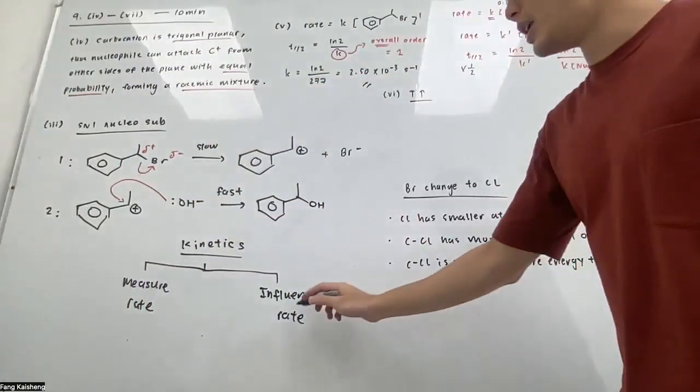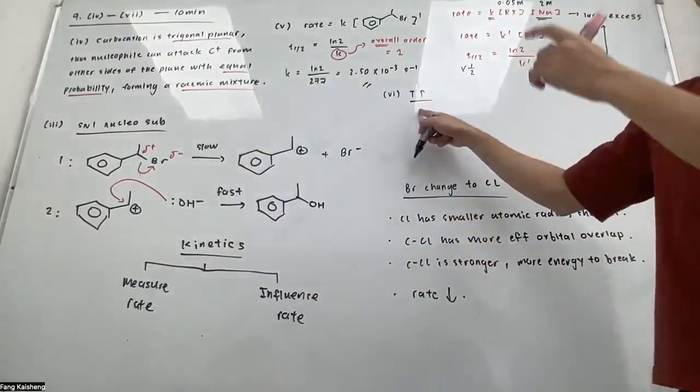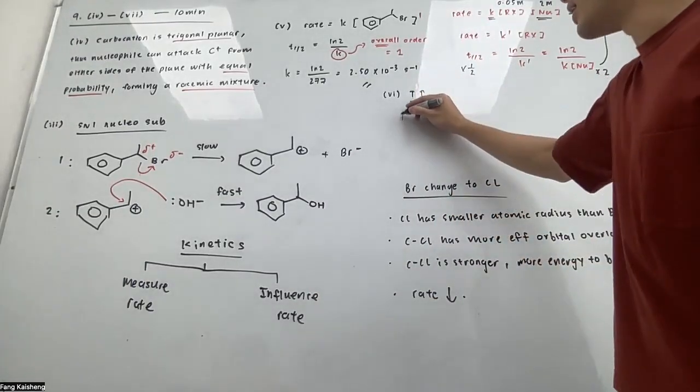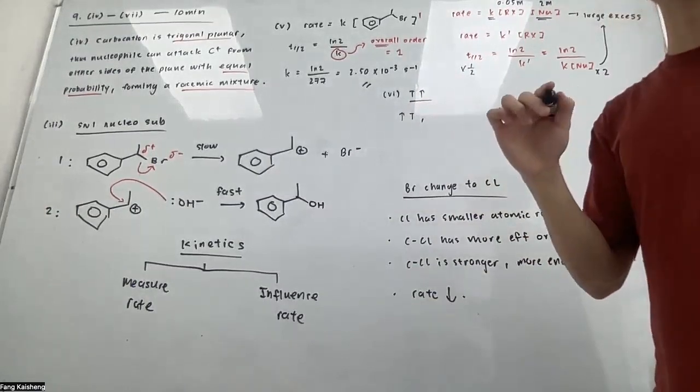So guys, when you study influencing rate, it's all about explanation. What happens when you increase temperature? Guys, how will you explain this? When temperature increases, what else also increases?